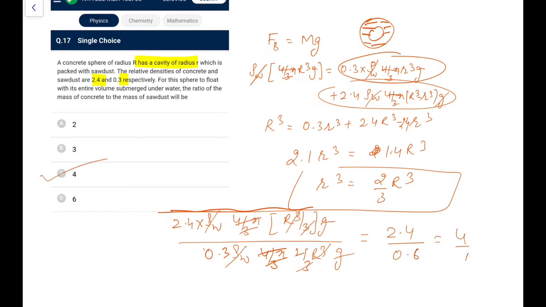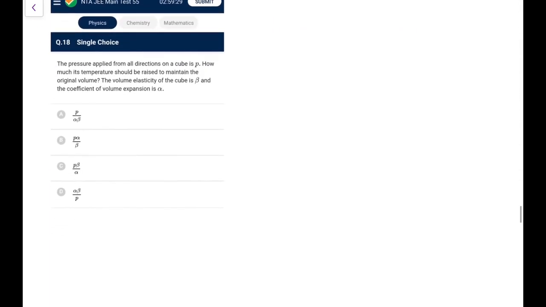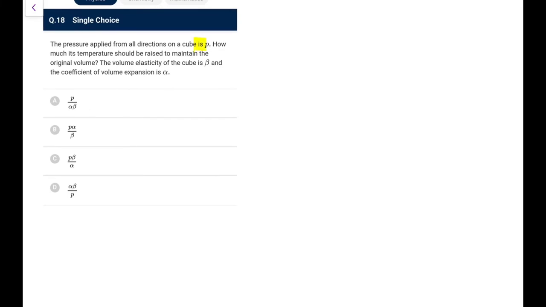So again, you should do it more efficiently. I think I have done it a bit long, but let's move forward. The pressure applied from all directions on a cube is P. How much should its temperature be raised to maintain the original volume?